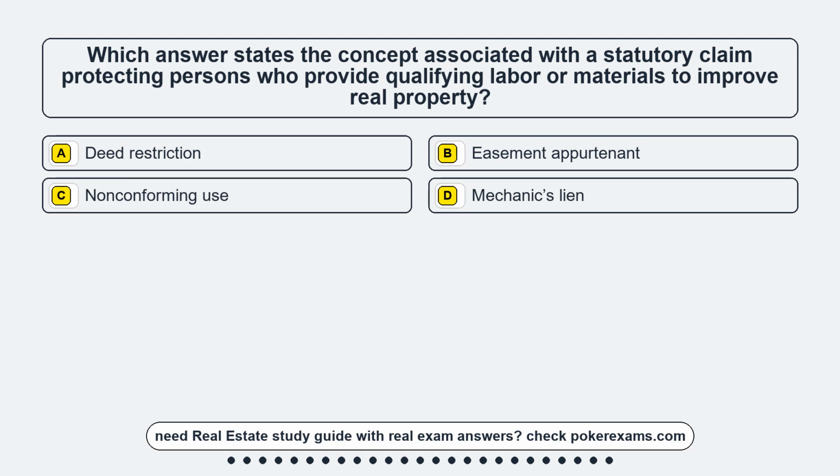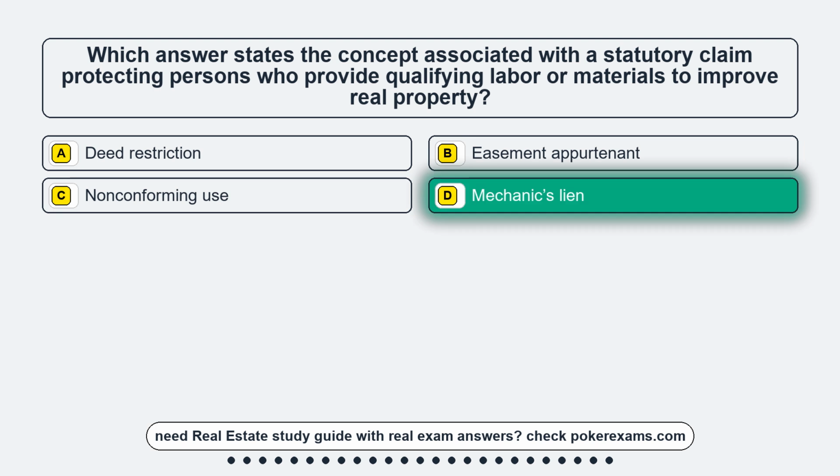Question 9. Which answer states the concept associated with a statutory claim protecting persons who provide qualifying labor or materials to improve real property? Option A. Deed restriction. Option B. Easement appurtenant. Option C. Nonconforming use. Option D. Mechanics lien. The correct answer is option D.